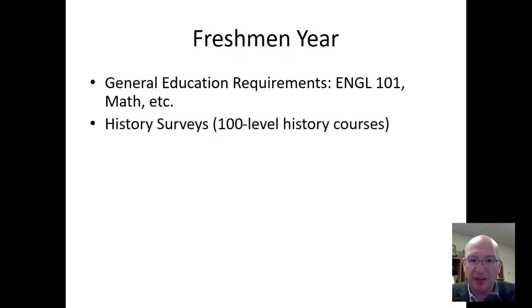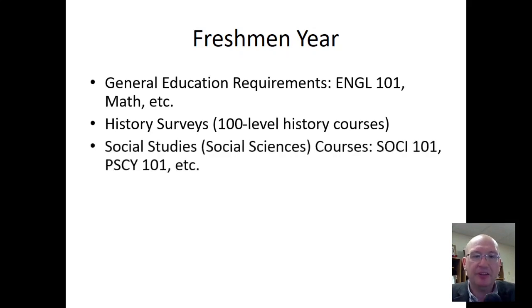Usually your history surveys, definitely History 121 and 122, maybe 100-level history classes in U.S. history. Then you've got your social studies classes. These are the social sciences, things like Sociology 101 and Psychology 101. Those are courses you might teach one day as a high school teacher. So those are important to know.